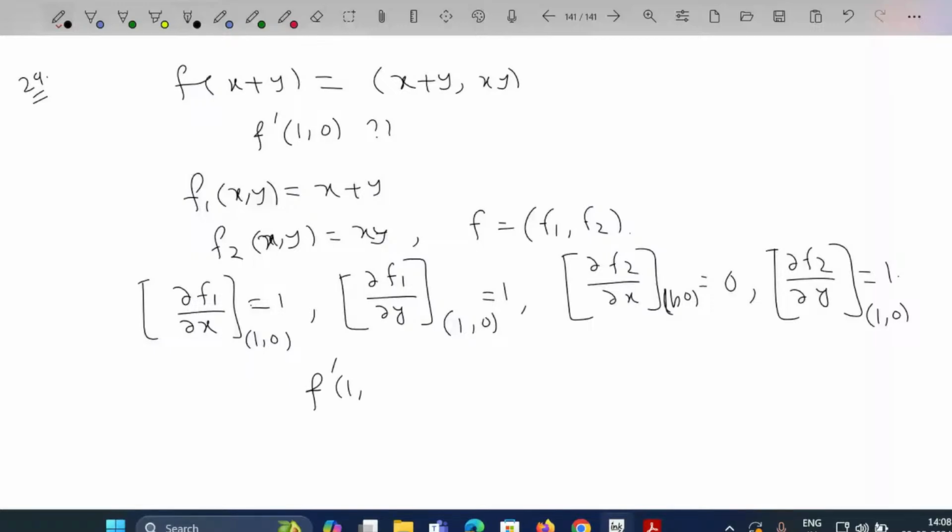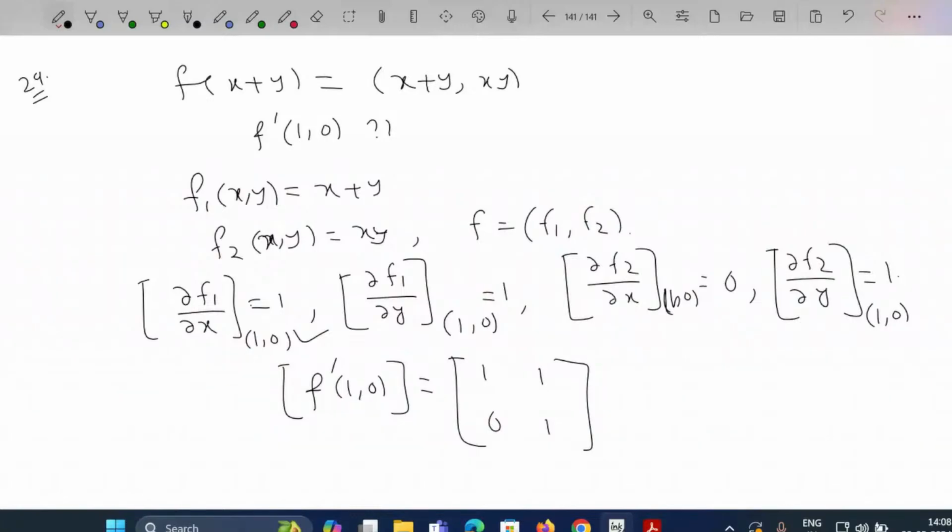So what will be F'(1, 0)? We just calculate the matrix of F at (1, 0). It will be this quantity: first 1, then 0, then 1, then 1. And it's invertible at that point. If you calculate, the determinant is non-zero, so it's an invertible matrix. F'(1, 0) is invertible. So that's how you get your derivative at a point. Fine. So simple.